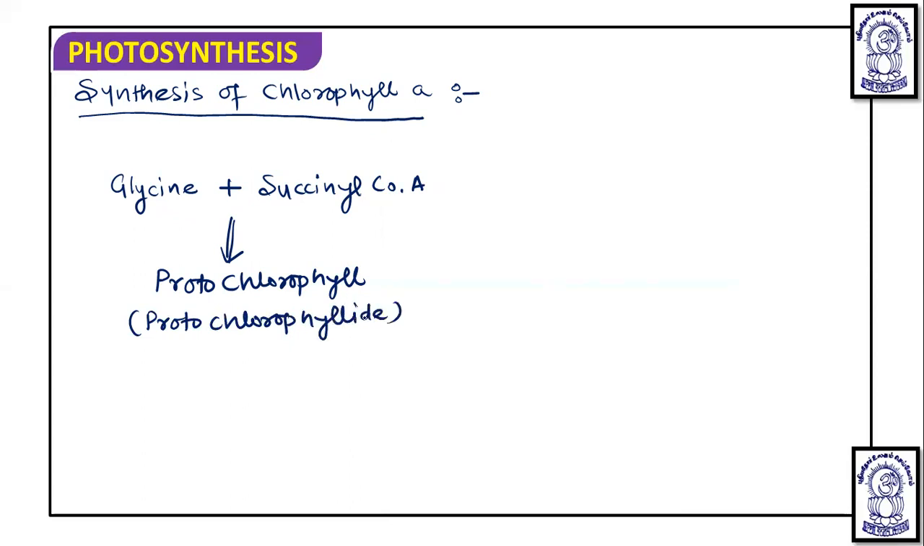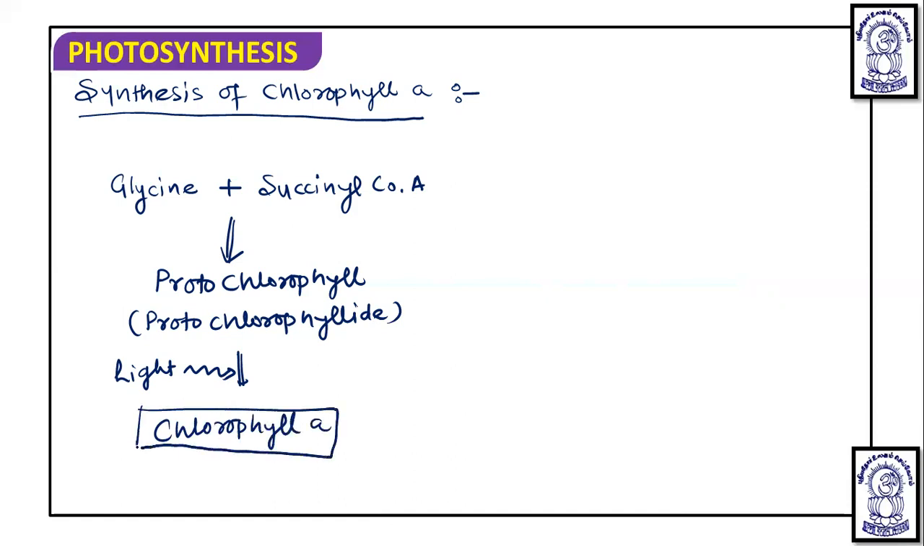Glycine reacts with succinyl coenzyme A and forms protochlorophyllide. Now, in the presence of light, it is going to form chlorophyll A. So chlorophyll A is synthesized in the presence of light, with glycine and succinyl coenzyme A as precursors. This is the most important question that you will get repeatedly: what are the precursors of chlorophyll A? These are glycine and succinyl coenzyme A.